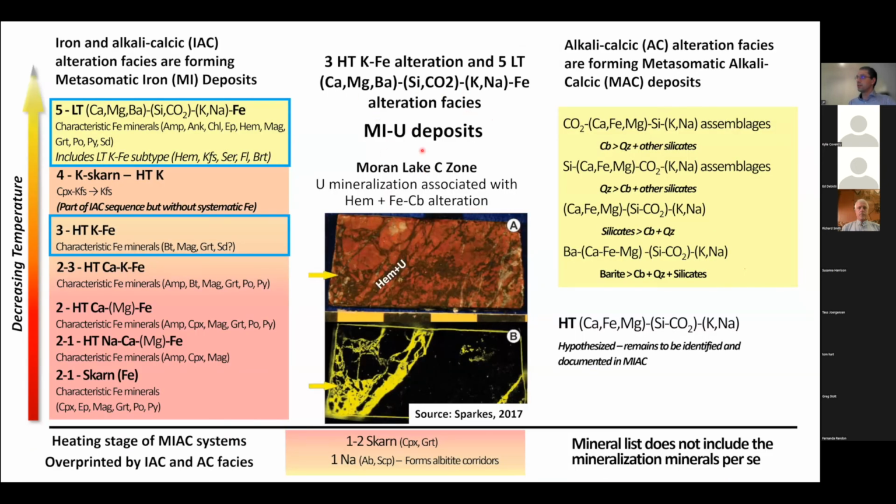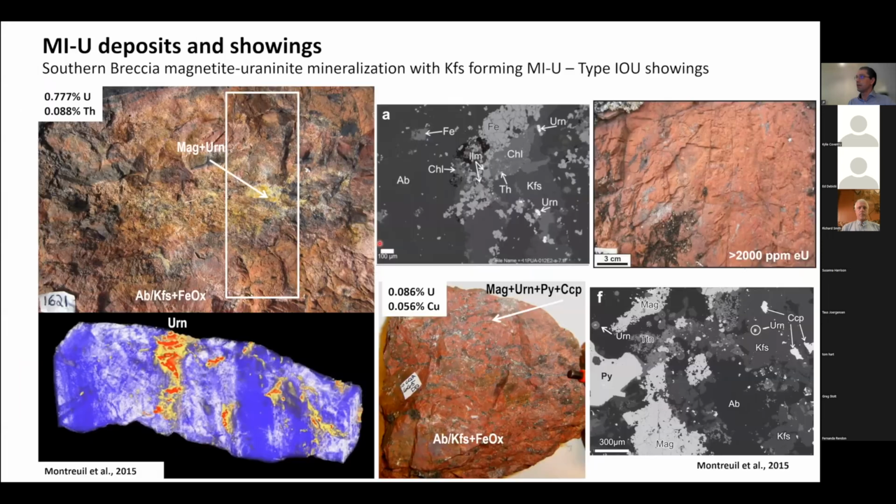Uranium, in certain instances, instead of copper, will become the main metal concentrated at this alteration facies. A good example of that can be visualized in the Great Bear Magmatic Zone, where we have, in conjunction with the formation of magnetite veins, the deposition of uraninite. This is forming an iron oxide uranium type showing.